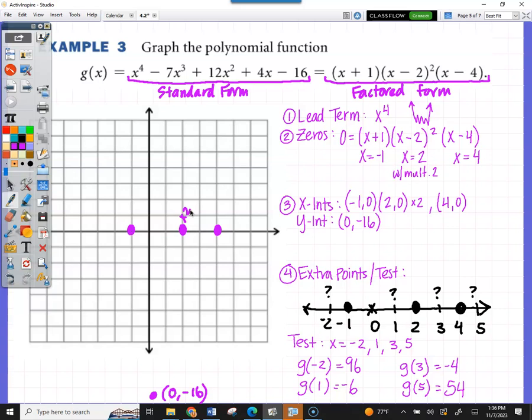And now, depending on the direction you're coming at it from, if you're coming from below to it, you're going to bounce off and go back down. If you're above it and you're coming to it, you're going to bounce back up.